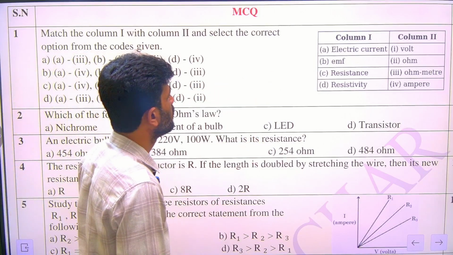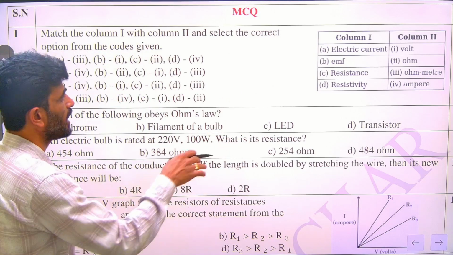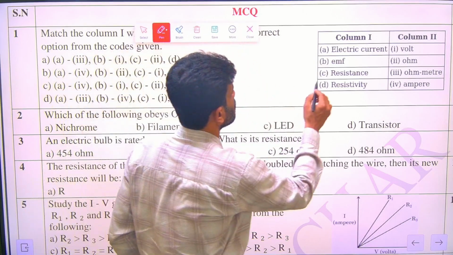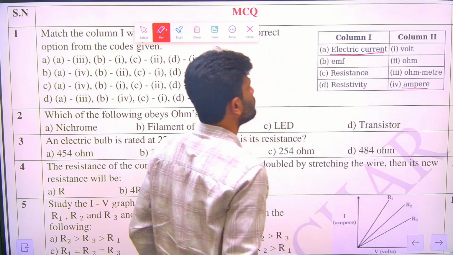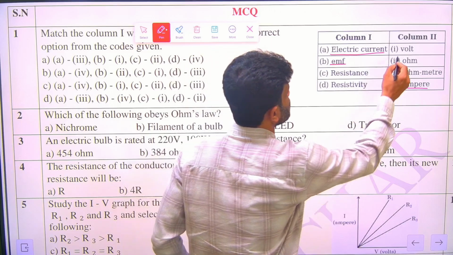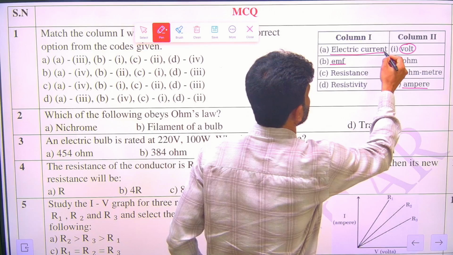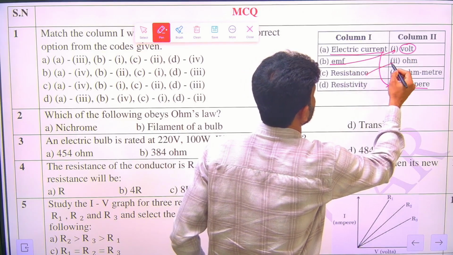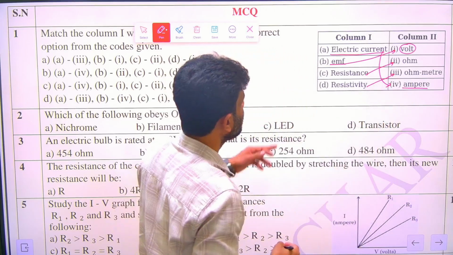In this, we have electric current and all the different types of physical quantities, and their units. What is the unit of electric current? The unit of electric current is ampere. The unit of EMF is volt, and resistance is ohm. Resistivity is ohm meter. So what should our option be?